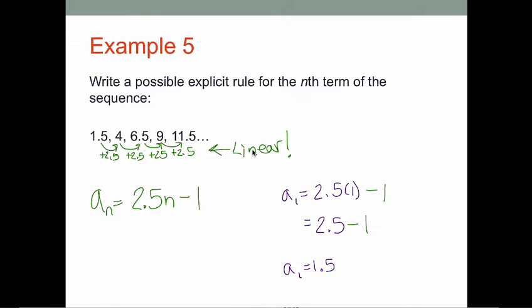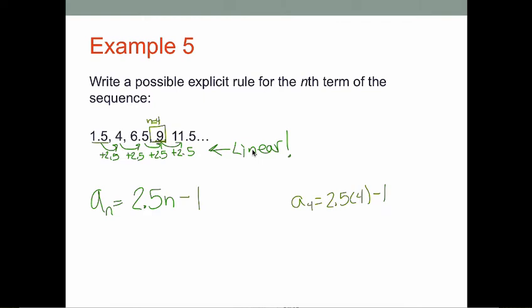So I've gotten this 2.5n minus 1 equation or rule to work for the first term, but now let's make sure it works for another. So I see that my first term is 1.5 and I know that it works. Let's pick one further down the line. How about our fourth term when n is equal to 4? We should get 9. So let's test it out. All right, so a sub 4 equals 2.5 times 4 minus 1.